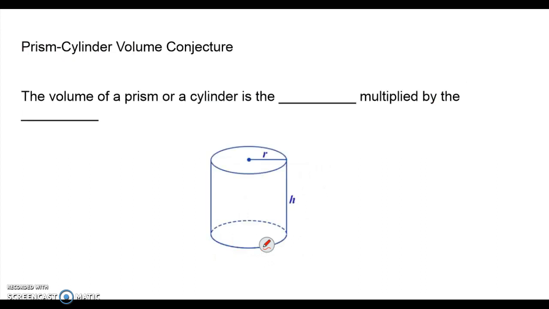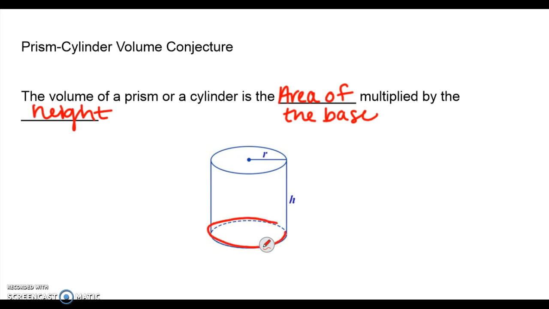All right, last but not least, prism cylinder volume conjecture. The volume of a prism or a cylinder is the area of the base multiplied by the height. So for a case of a cylinder, the base is a circle, so we also need to know our circle area conjecture, how to find the area of a circle, and we'd multiply that by the height. So pretty simple if we felt good about chapter 8 with our area, because for all prisms and cylinders, we just have to find the area of the base and then multiply it by the height.